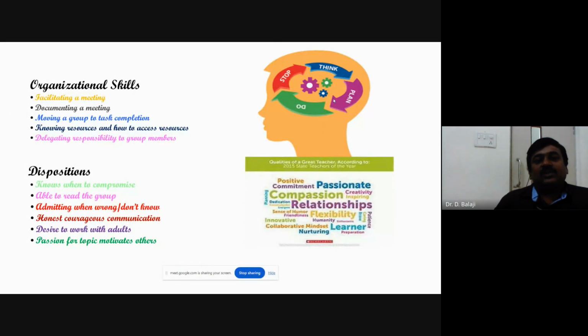Delegating responsibility to the group members. Being a leader, you should delegate your responsibilities. You should delegate your authority, and sometimes power also, so that each and everybody will do some sort of work. Delegating means sharing this responsibility, giving others the work to do.